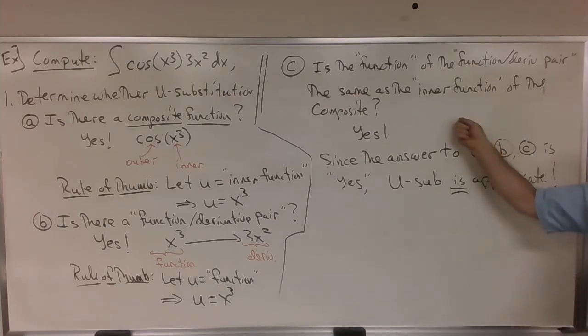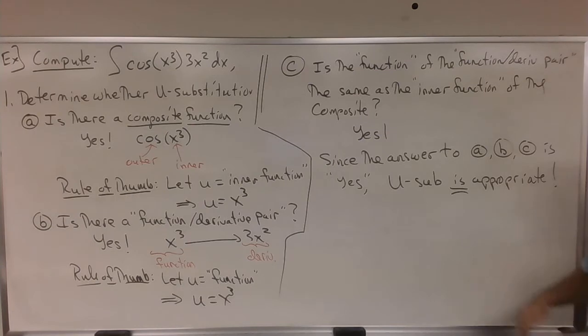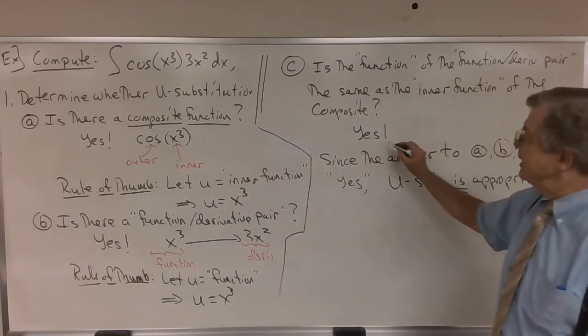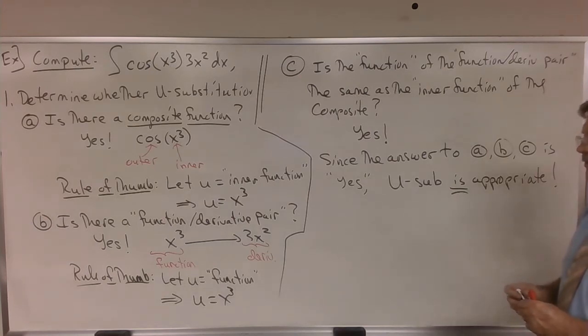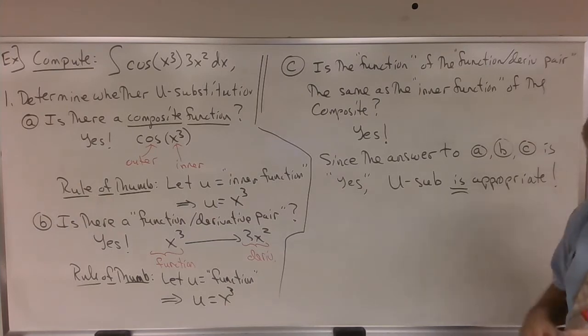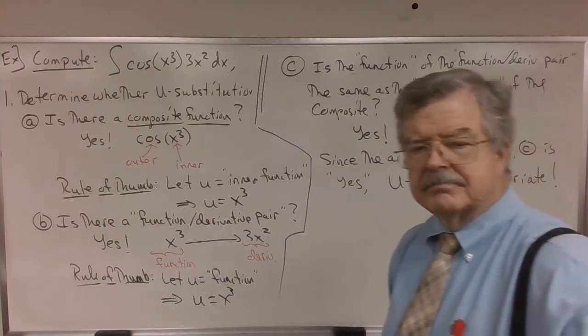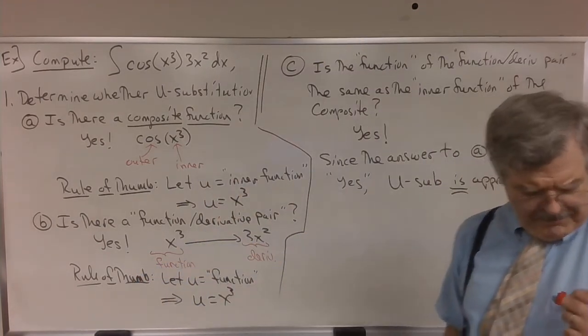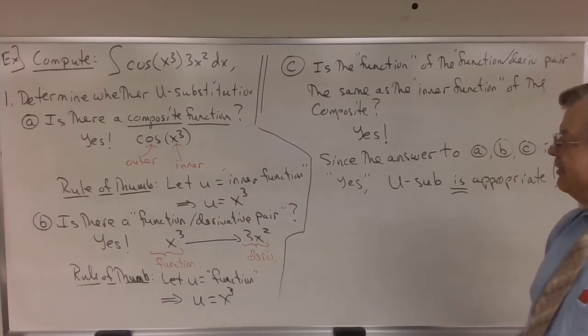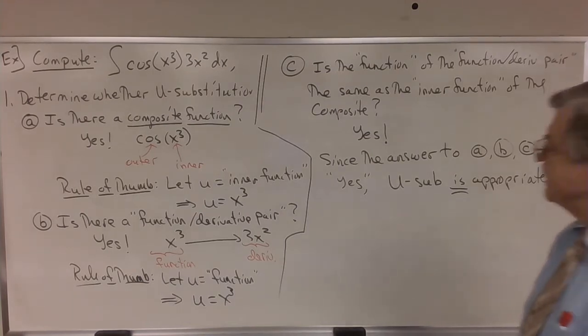The answer to all three of these questions is yes, which means that we're definitely working with the derivative of a composite function. The answer to all three of these things is yes. So go ahead with U-substitution. Absolutely. You know what? Before I erase anything, maybe I need to make a remark here.